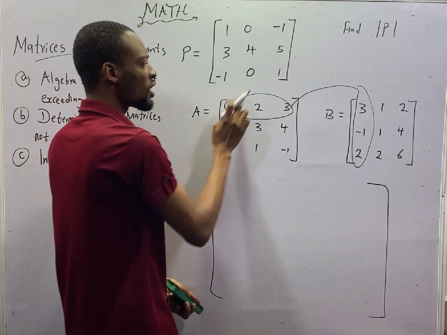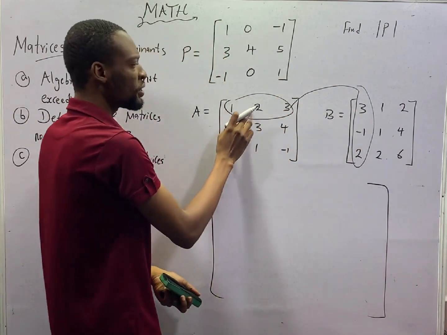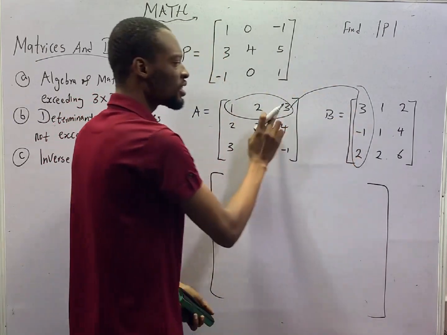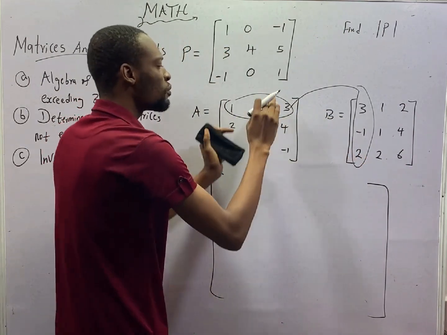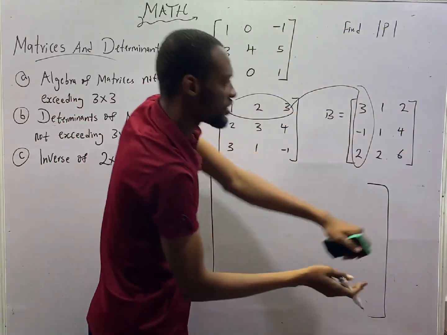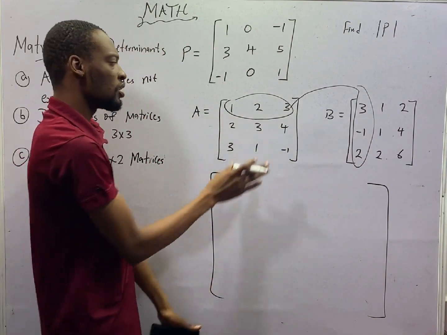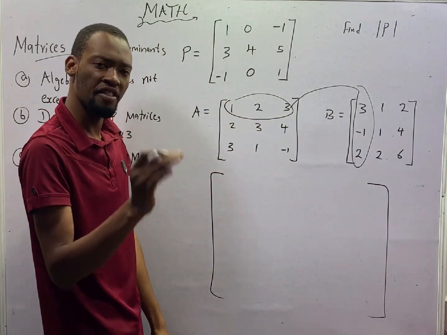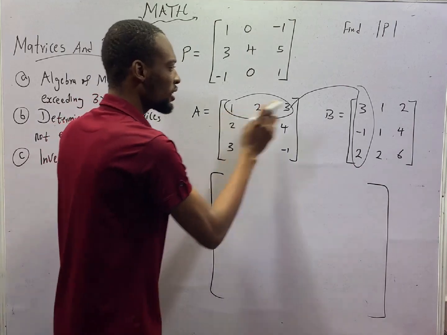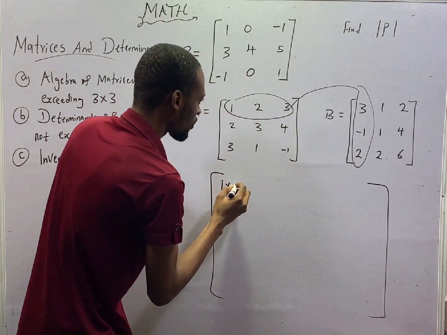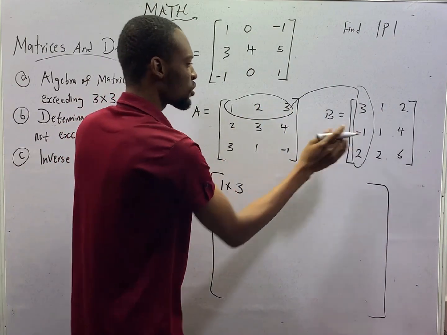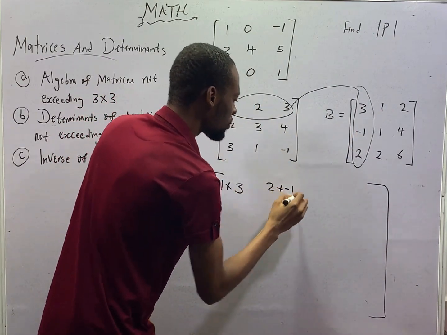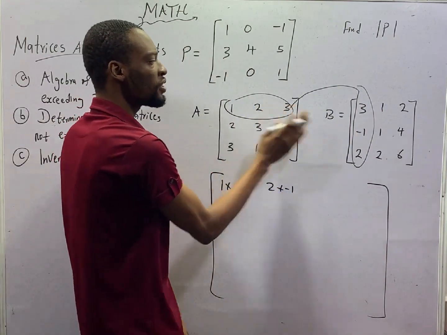Then you distribute the rows over the columns. You pick this first one to multiply this. You pick the second one to multiply this. Pick the third one to multiply this. Then you take this second row and distribute it over the second column. So, this is how to multiply 3 by 3 matrices. 1 times 3. This is okay. You take the next one, 2 times minus 1. You pick the third one, 3 times 2.